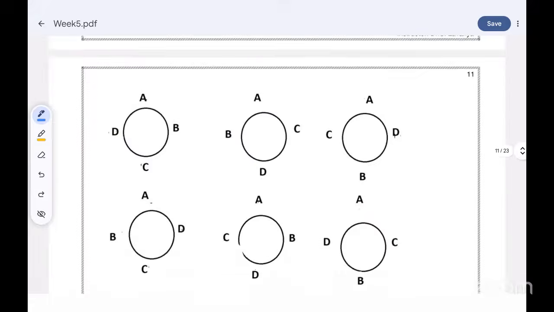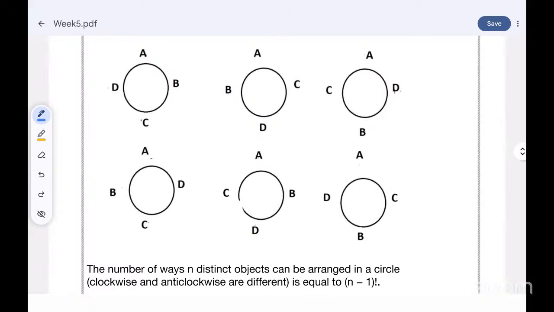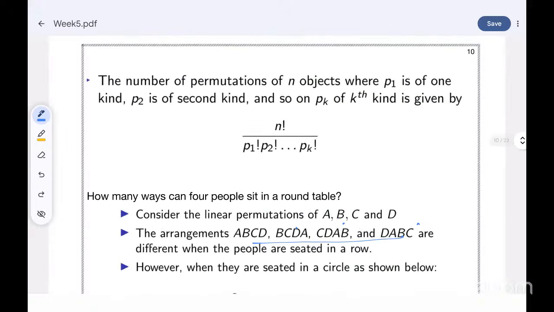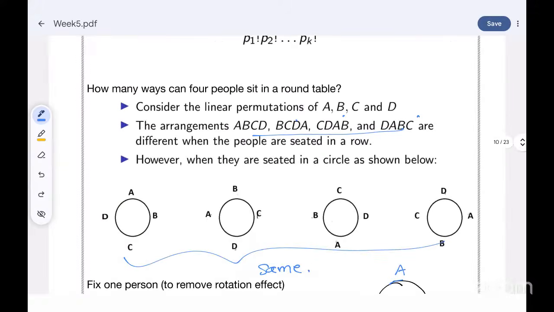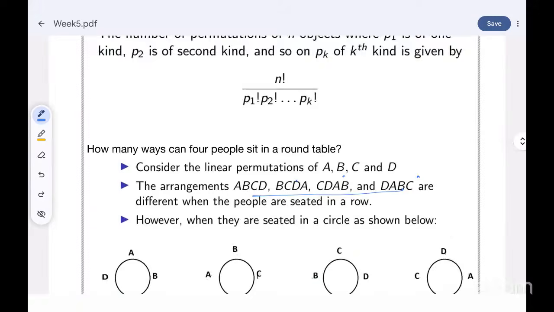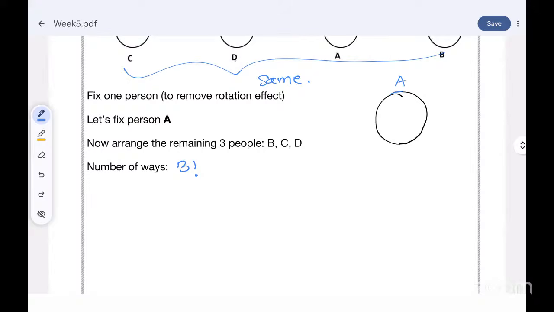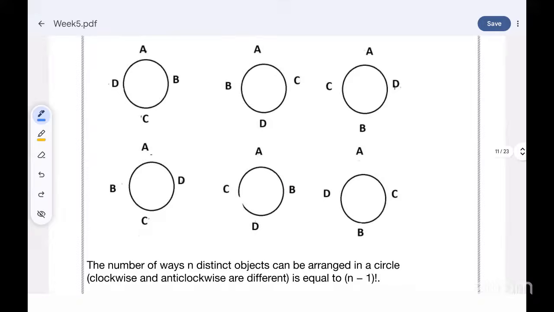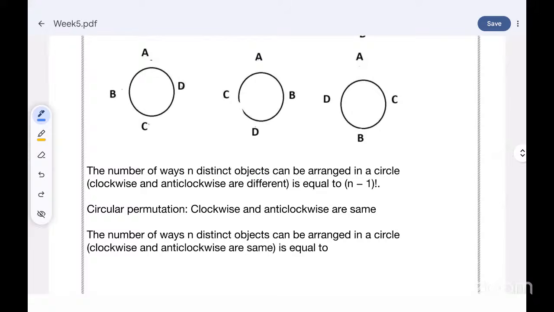Right? So do you see what we have done here? To remove this problem, I have fixed one person and then I have checked the arrangement of the remaining people. So by fixing one person, out of the n, I have removed one, and then I have n minus 1 factorial. So here, the number of ways n distinct objects can be arranged in a circle, either clockwise or anti-clockwise, is equal to n minus 1 factorial.